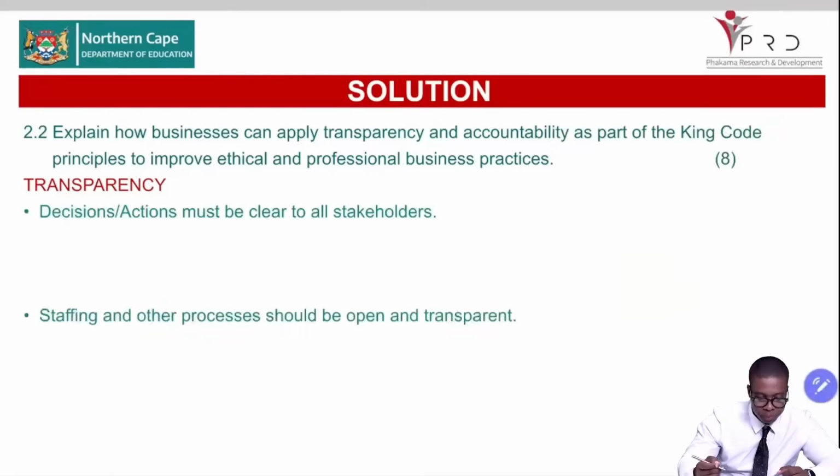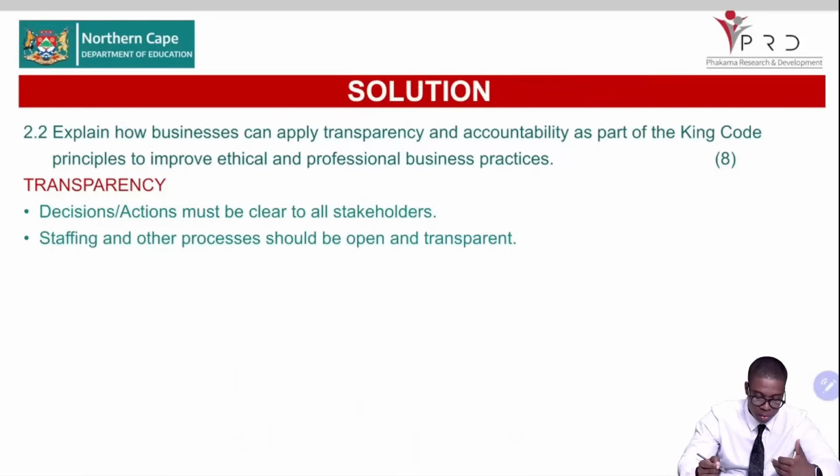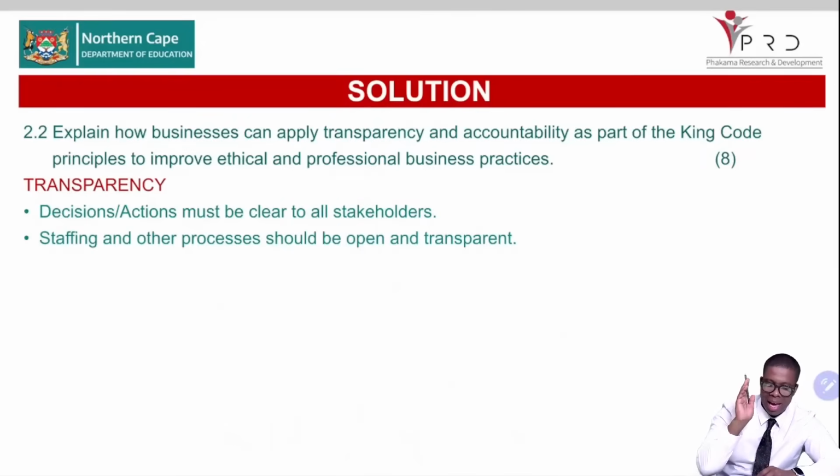Now let us look into how it should be applied. Decisions or actions must be clear to all stakeholders. Directors who are inside running the business every day should make decisions, and those decisions must be clear to the shareholders, because shareholders are the ones who contributed capital through buying shares. Then staffing and other processes should be open and transparent. The process of staffing is the process of hiring, of getting employees inside the business. So that process should be open and transparent. The shareholders should know about it.